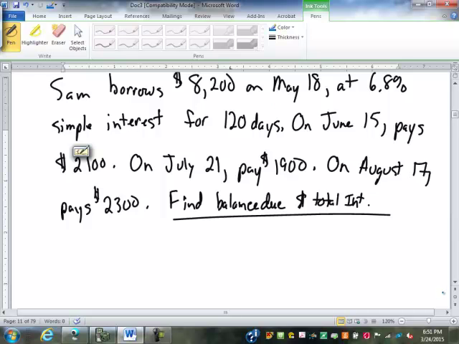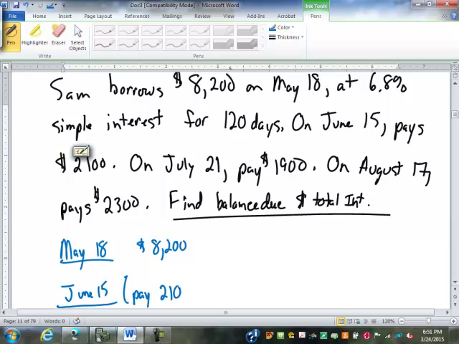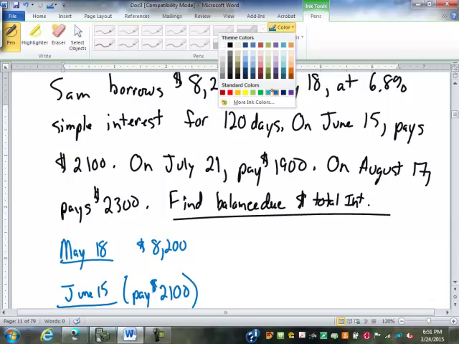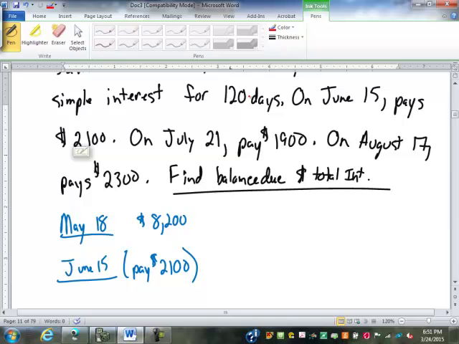Tell me where to start. Well, we'll start on May 18th, which was the origination of $8,200. So then you are right. The next one is June 15th. And what happens on June 15th? Payment of $2,100. So yes, we do need to find the days. May 18th is what day? What is it? 138? June 15th is 166. We subtract, that gives us a difference of 28 days.